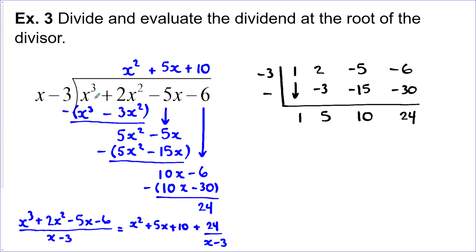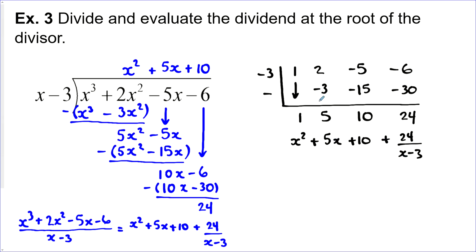We had a cubic, so we're dividing off 1 degree, so we're going to be left with a squared. So x squared, 1x squared, plus 5x, plus 10, and our remainder of 24. And you can see that we got the same answer as we did before, but a lot quicker.